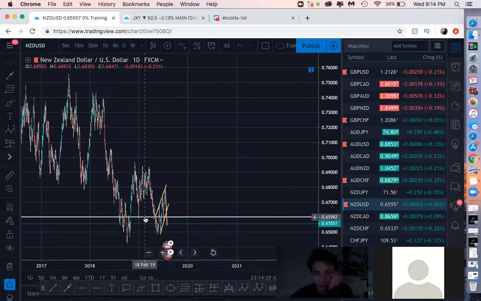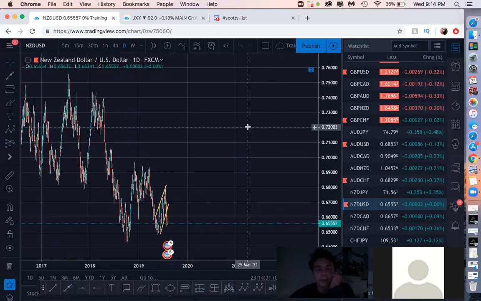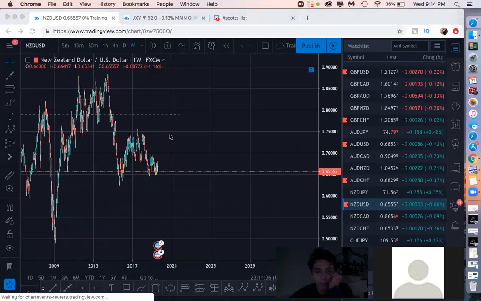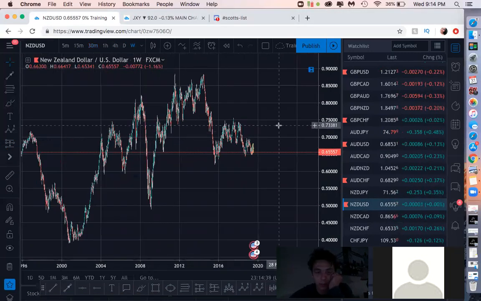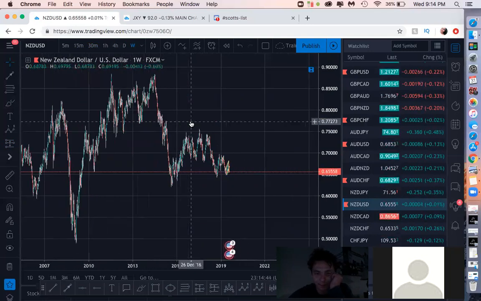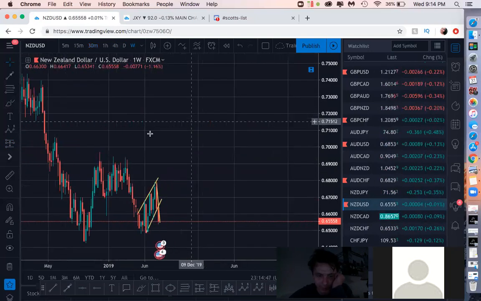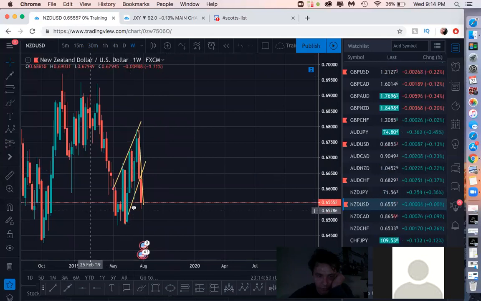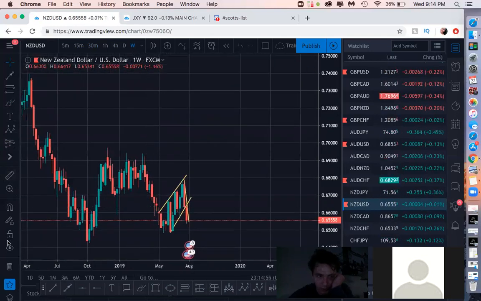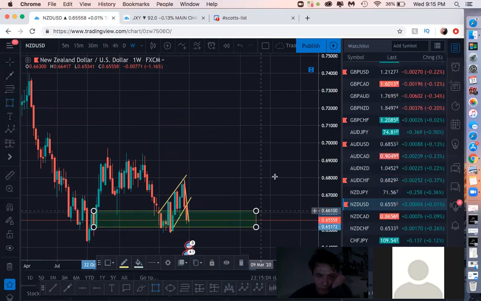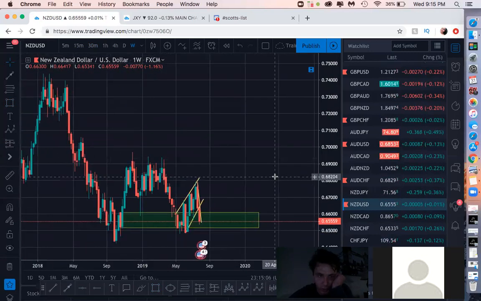Let's take all this junk off the graph. Further analysis for this: we're sitting at an area that could potentially be used as some liquidity zones for market reversals. We do have this order block, a pretty fat order block right here. It has seemed to hold.